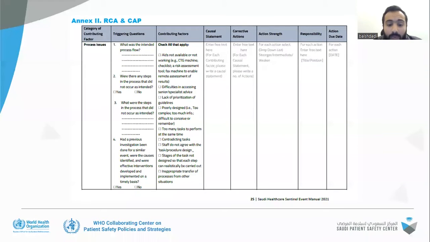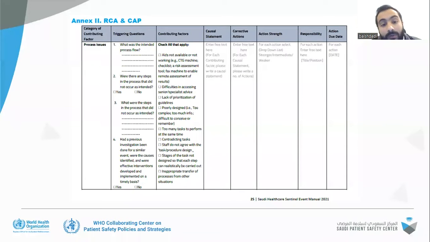Within this manual, we can see, as I said earlier, it has a step-by-step guide. I highly recommend you to standardize the process in your hospital, whether to use this manual if you're working in Saudi Arabia, or other manuals or other recommendations, but it's really important to standardize the process to have a clear outline and structure. I will not go in depth describing the triggering question, the contributing factor, the corrective action plan.